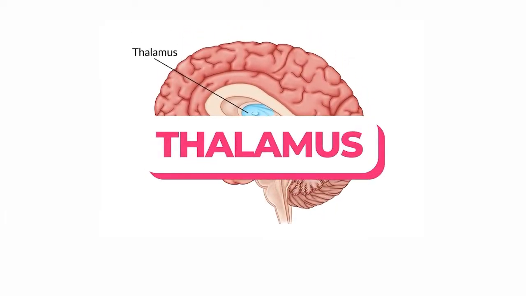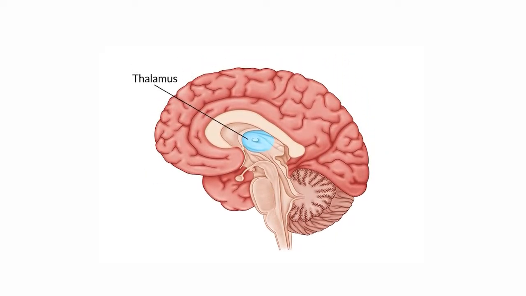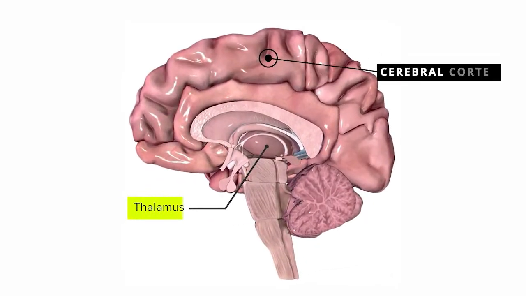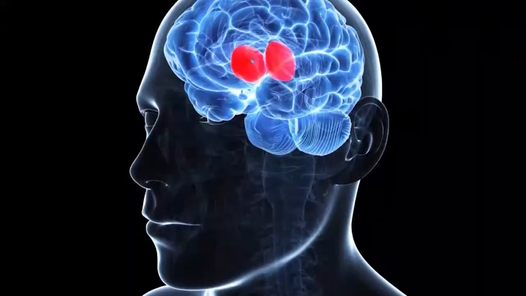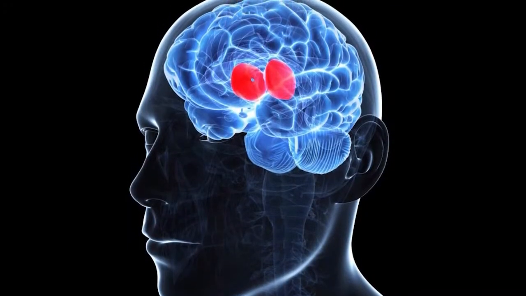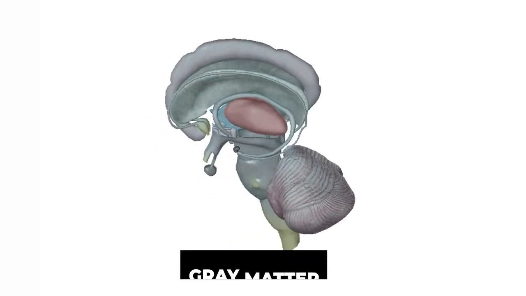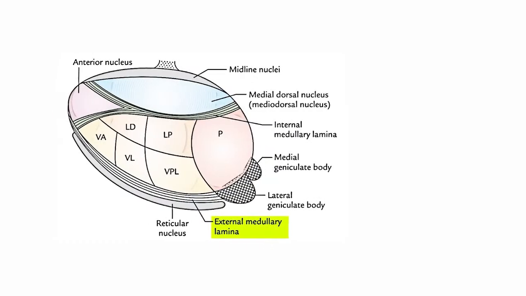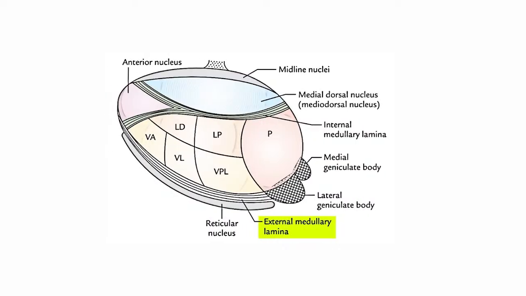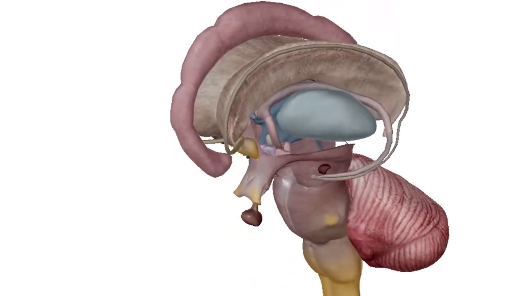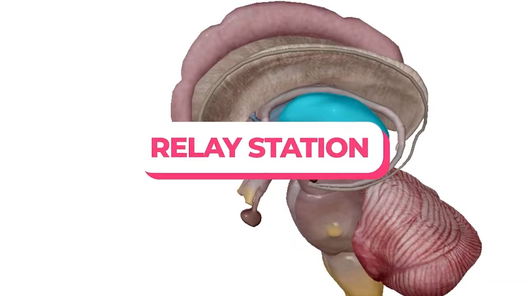Thalamus. The thalamus is located in the center of the brain, just above the brainstem, and is nestled between the cerebral cortex and the midbrain. Each hemisphere of the brain contains a thalamus. It is composed of two symmetrical egg-shaped masses of gray matter, and these are surrounded by a thin layer of white matter called the external medullary lamina. It performs various functions.